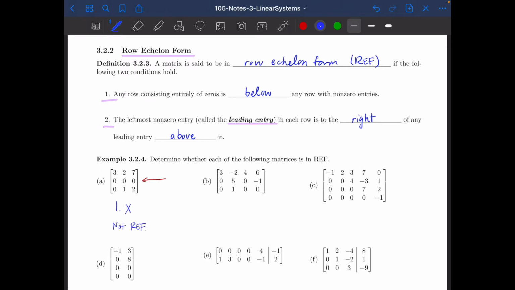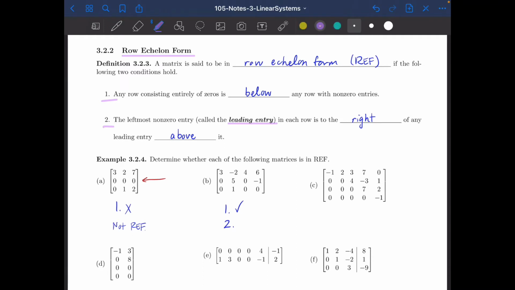In part B, we have a 3x4 matrix. Let's start by checking the first condition. Do we have a row consisting entirely of zeros in this new matrix? We don't. And so already condition 1 is satisfied. Next, we want to check condition 2. We want to check that the leading entry in each row is to the right of any leading entry above it. Let's first identify the leading entry in each row.